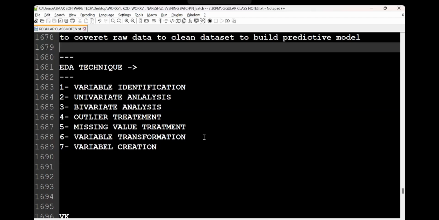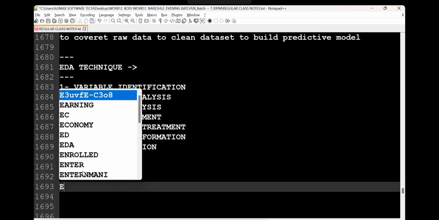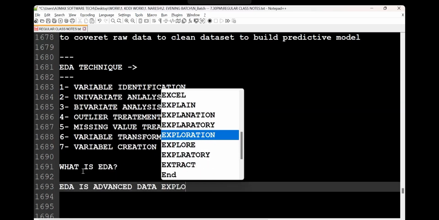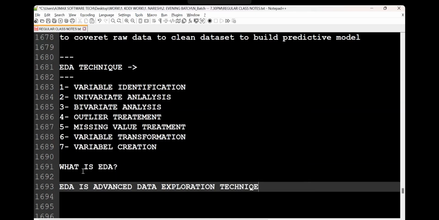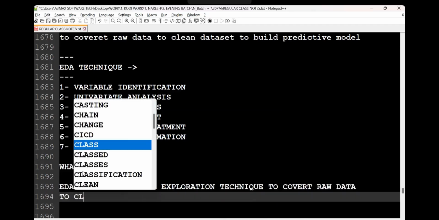So what topics did we learn? What is EDA, guys? EDA is a data exploration technique which helps to convert raw data to clean data, to build a clean data set for a predictive model. Would you speak this in front of an interview? This is the sentence you have to speak. All right, I'll write down what is EDA. EDA is an advanced data exploration technique to convert raw data to clean data.